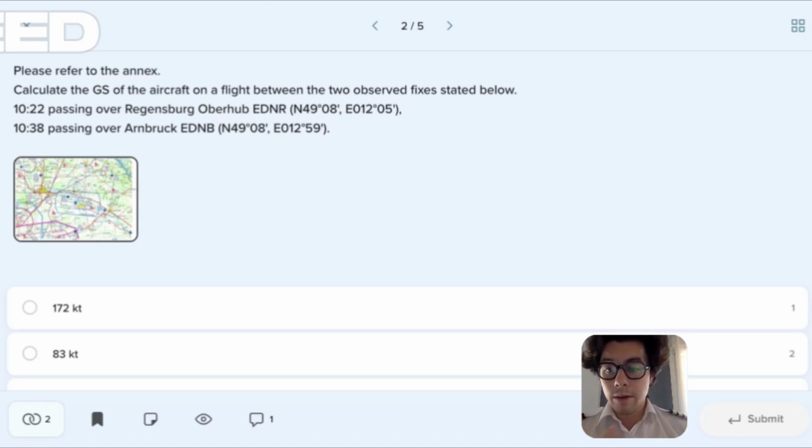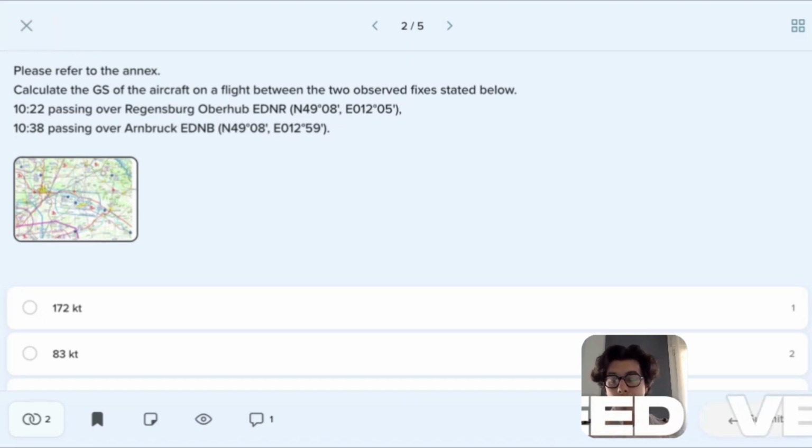And now what else can we see? We see that the stations are positioned directly above each other. You can see that they are both on the same latitude of 49 degrees and 8 minutes. And this means that all we need to do is calculate the distance covered.